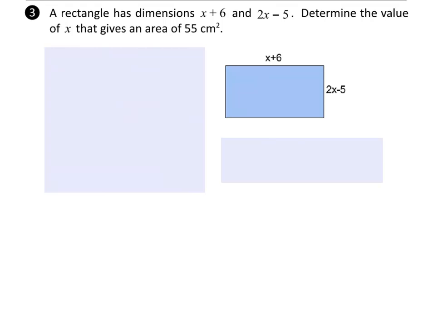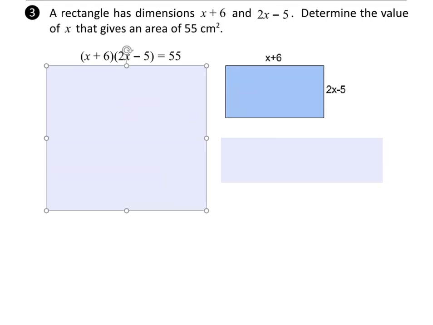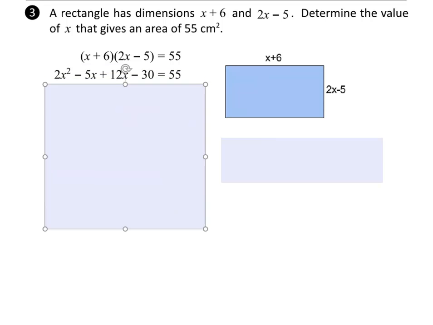Okay, example 3. We have a rectangle that has dimensions of x plus 6 and 2x minus 5. Determine the value of x that gives the area of 55 centimeters. Well, to find area, it's length times width. So we're going to multiply these two by each other, and they're going to equal 55. Perfect. Now we need to solve for x. So what we're going to do is expand, which is FOIL, right?